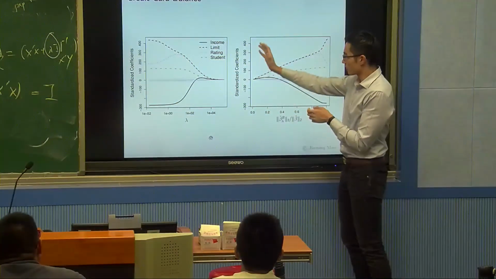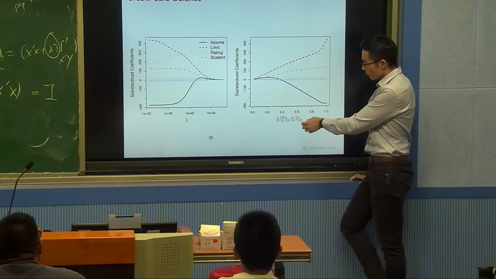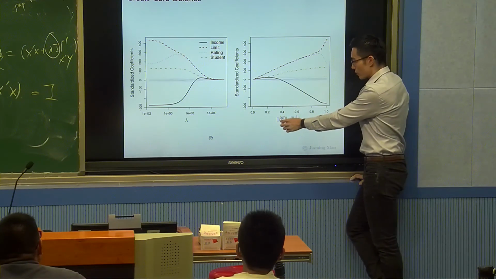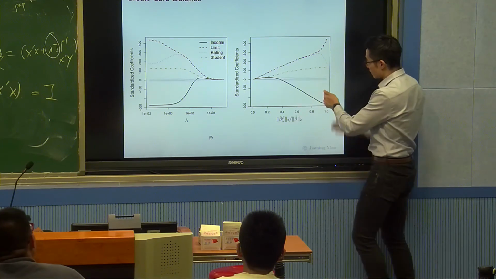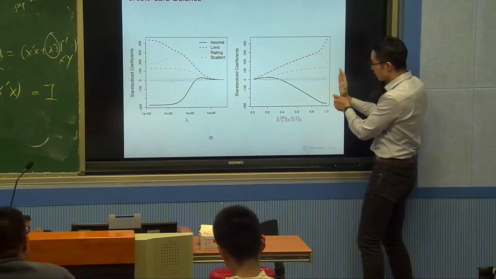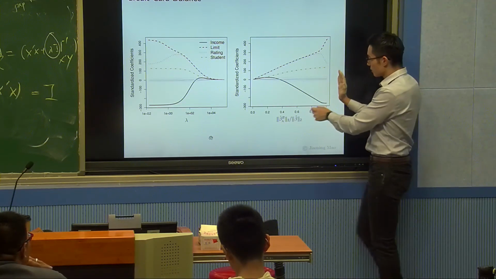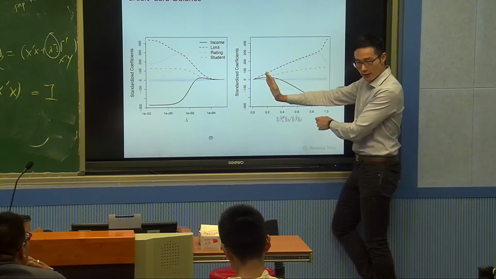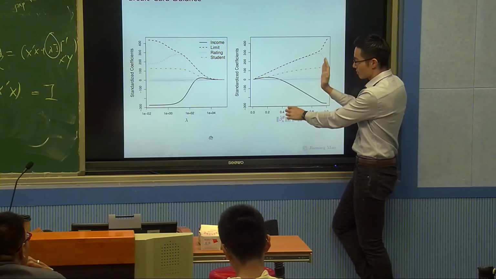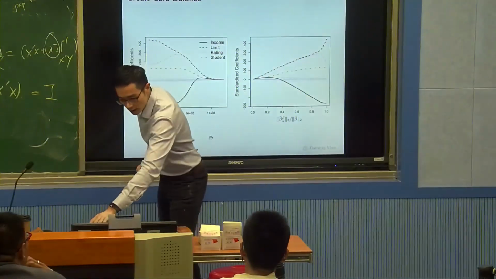Here we plot the coefficients, comparing the ridge regression beta versus the OLS beta. Let's go from this direction. Here in this direction, we have no shrinkage at all, so the ridge regression is equal to OLS. As we shrink more and more, the ridge regression beta becomes smaller and smaller compared to OLS.